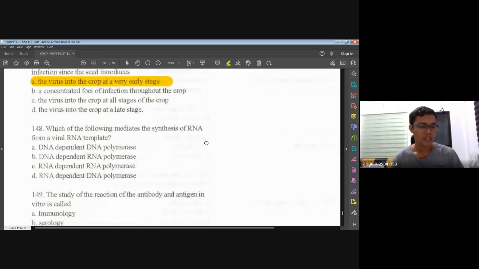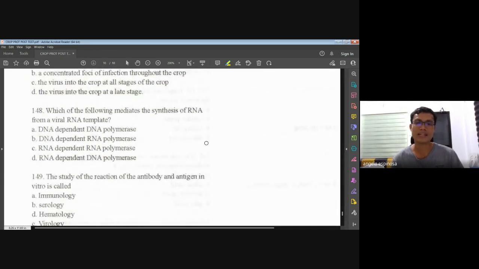148. Which of the following mediates the synthesis of RNA from a viral RNA template? The correct answer is letter C, RNA-dependent RNA polymerase.